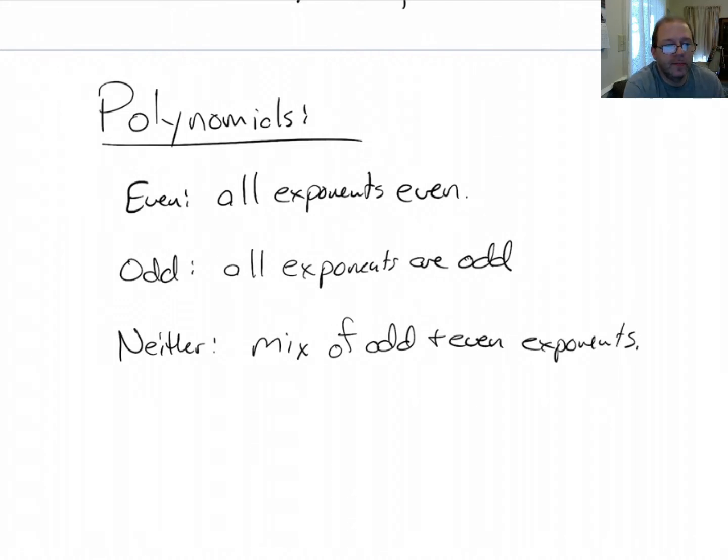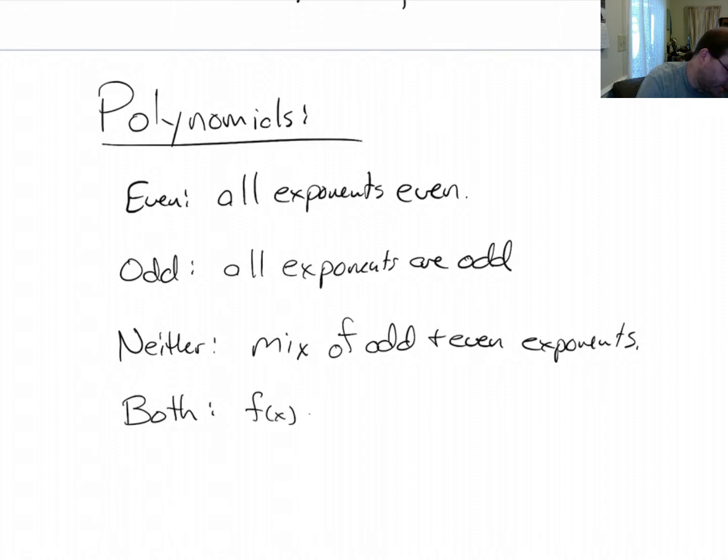And this is different from the whole numbers, which are either odd or even. We don't have any neithers. But with the polynomials, we do. With polynomials, we also have a both. But there's only one of those. The function f of x equals 0 is both even and odd. Let's look at some examples here.